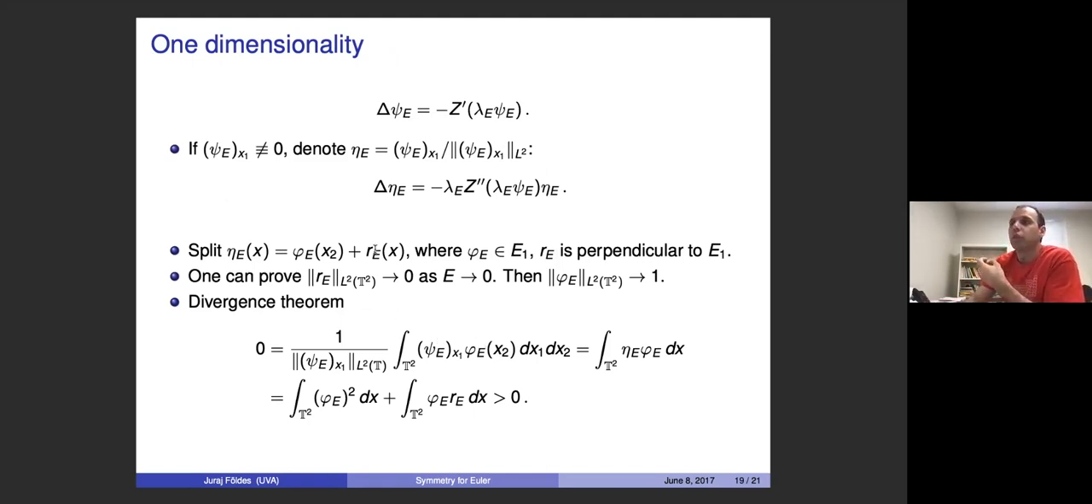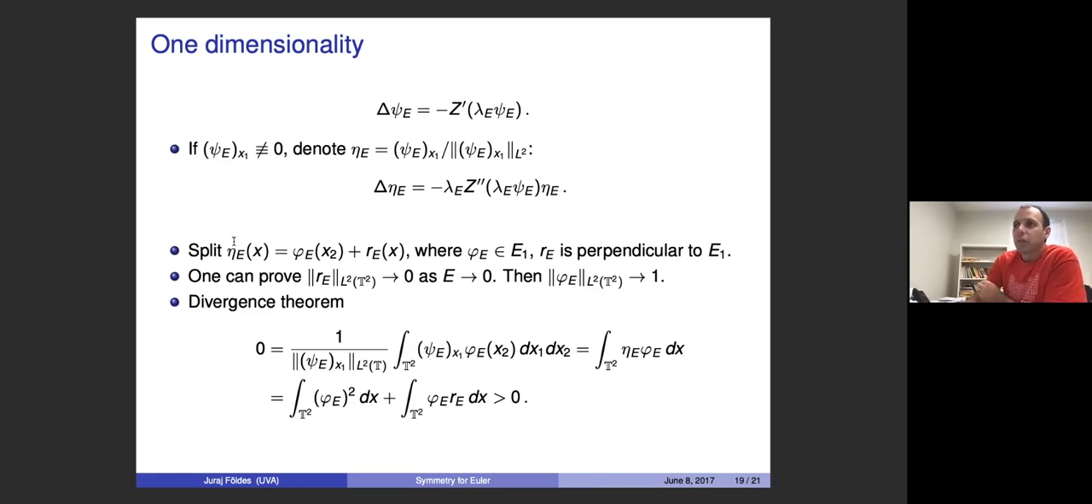All right, so let me just show you how we prove that the whole thing is one dimensional. So we know that our stream function satisfies this big non-local equation. But still we are going to assume that it's not one-dimensional. It means that the derivative with respect to x1 is non-zero. Okay, so this is not the direction of the principal eigenvalue. Now we normalize and we differentiate the equation. So if we differentiate, we get the Laplacian of eta e is equal to, by the chain rule, minus lambda e second derivative times eta e.